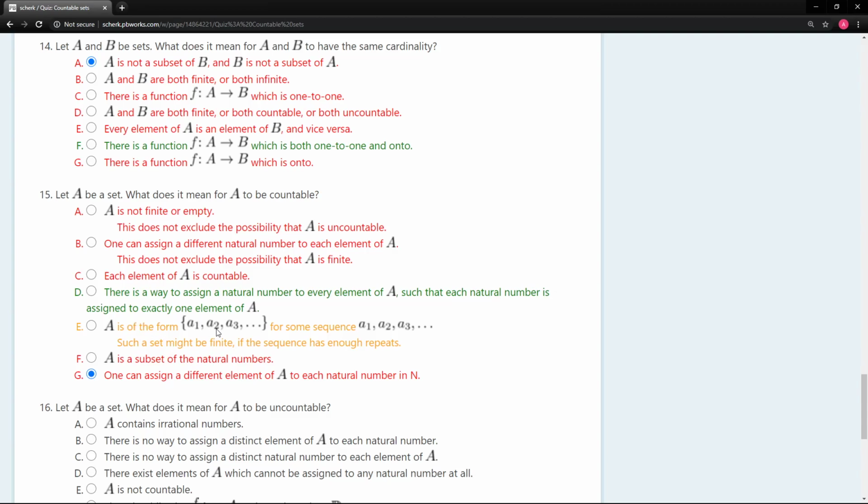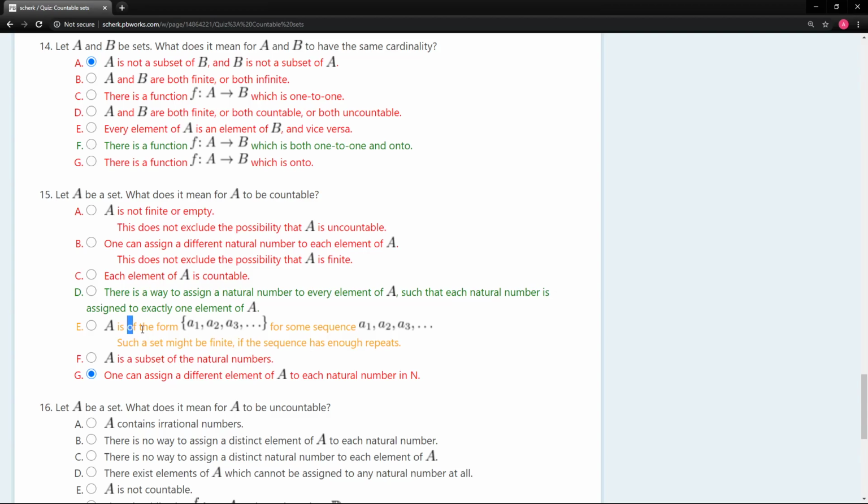A is of the form A1, A2, A3 for some sequence A1, A2, A3. Why is that not right? Such a set might be finite if the sequence has enough repeats.